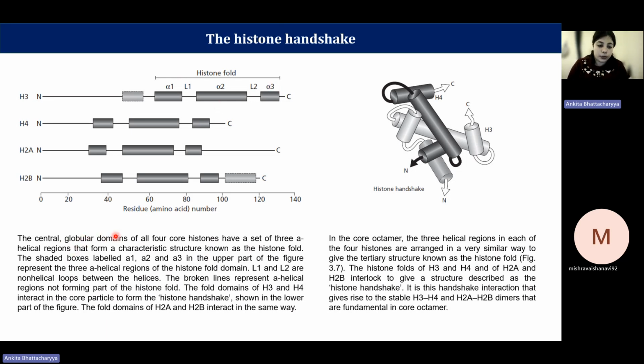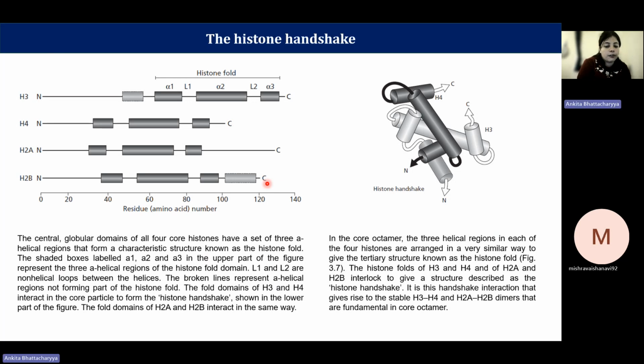The central globular domains of all the four core histones have a set of three alpha helical regions that form a characteristic structure known as the histone fold. So this is alpha 1, 2, and 3. This is linker 1 and linker 2. The shaded boxes labeled A1, A2, and A3 in the upper part of the figure represent the alpha helical regions. L1 and L2 are the non-helical loops between these helices. The broken lines represent alpha helical regions that are not forming a part of the histone fold, so they're not present in all of the proteins. In H3 and in H2B, you can see that these are present.